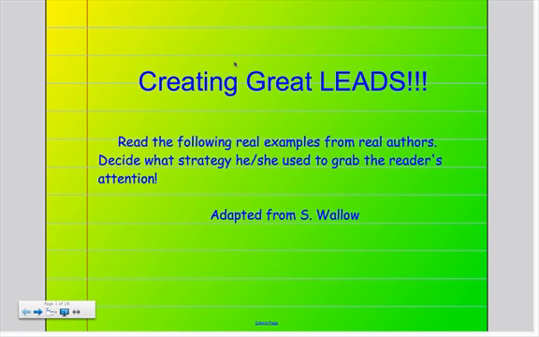This week, we're going to concentrate on writing, which is one of the pieces for the English 10 and English 11 EOY. Today, we're going to talk about how to write a great lead. Creating great leads has been adapted from S. Wallow on Smart Exchange. We're going to read real examples from real authors and then decide what strategy they use to grab the reader's attention. Let's get started.